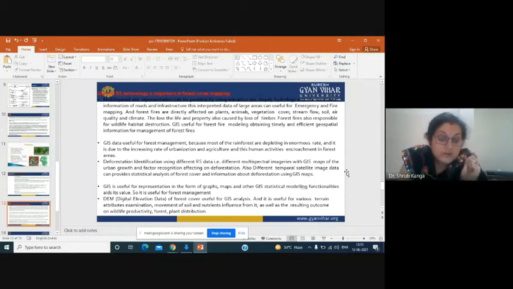Then GIS is also very helpful with graphs, maps, and statistical modeling functionalities, which play an important role in helping the various forest managers and forest officials. Then the digital elevation data of the forest cover is also very useful for any kind of terrain analysis, on which the movement of soil and nutrients, as well as wildlife productivity and forest plant distribution, depend, because of topography. So with the help of these data sets, we can plan for those things also.